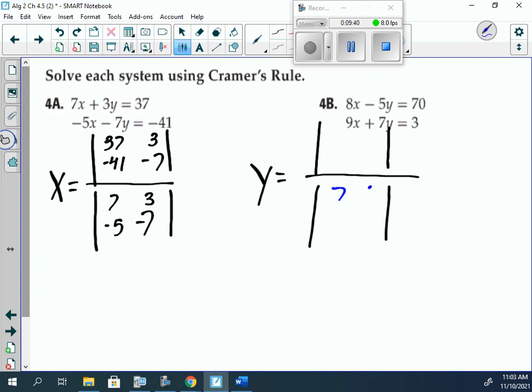For y, the denominator is going to be the exact same as was for x. But the numerator, this time we will have the values of x, but the values of y will be what the equation is equal to. Any questions on this here so far?